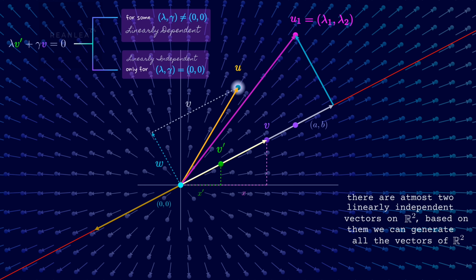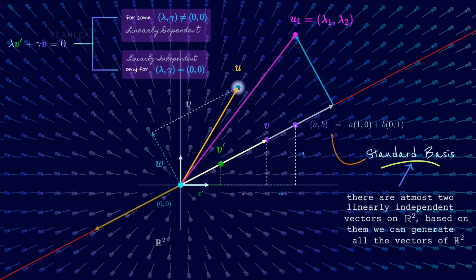And one such beautiful pair of two linearly independent vectors is the pair of unit vectors along the x and y axis. And all these pairs of two linearly independent vectors which generate the whole R2 are called bases. In particular, the basis having unit vectors along the x and y axis is called the standard basis. And with respect to this standard basis, any point or vector AB can be expressed as A times the unit vector 1, 0 plus B times the unit vector 0, 1.